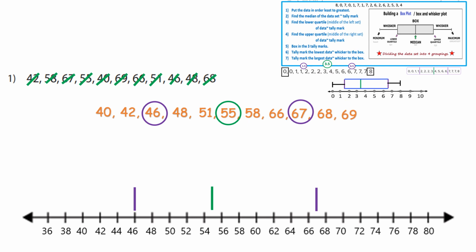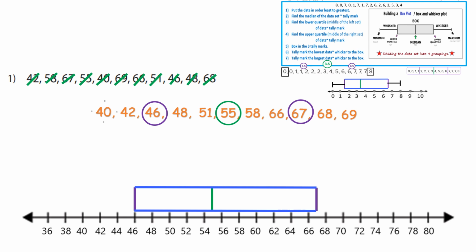Once again, I don't have a tally mark for 67, so I just have to understand that 67 comes between 66 and 68. What was the next step? Well, step 5 is one of the easiest ones. I'm just going to box it in. So I'm going to connect my upper quartile, my lower quartile, and my median all inside of a box.